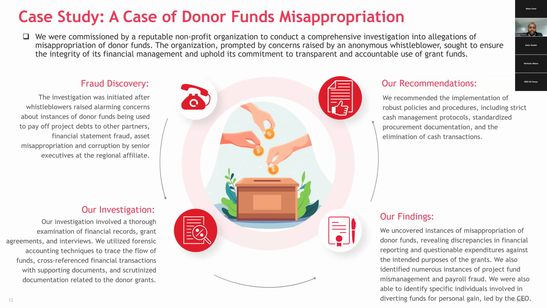As many of you are aware, whistleblower allegations are simply that, they're allegations, but they need to be investigated because more often than not, they're usually correct. So how we started our investigation was we did a thorough examination of the financial records, the grant agreements, we did interviews with the organization staff. We used our forensic accounting techniques to trace these funds, the particular grant funds that we were looking at, and cross-referencing them against the supporting documents and against the whistleblower's allegations, and scrutinizing all these documents to see whether these allegations are founded.